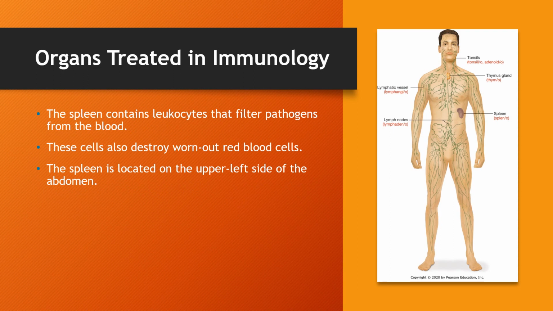The spleen is a large organ that contains leukocytes that filter pathogens from the blood. These cells also destroy worn-out red blood cells. The spleen is located on the upper left side of the abdomen.